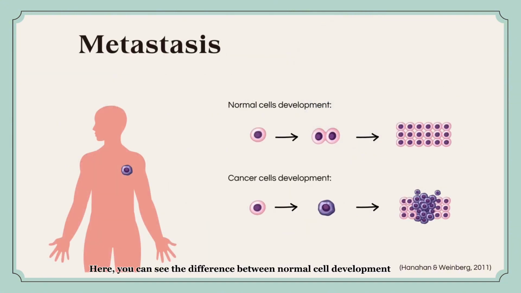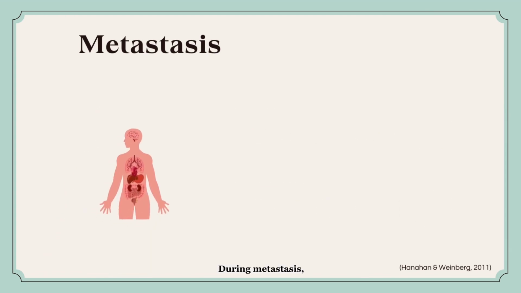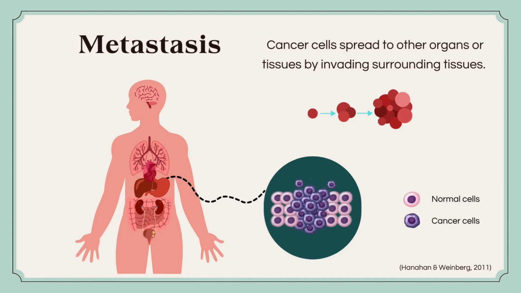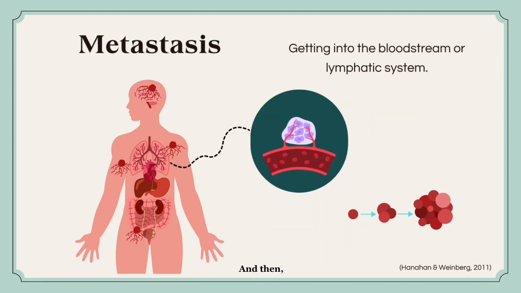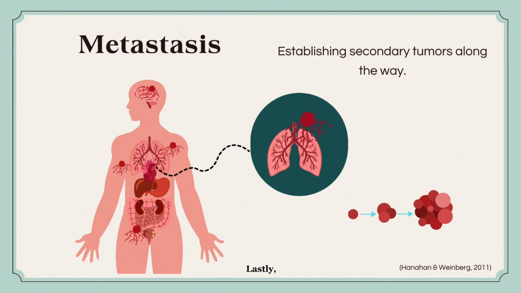Here, you can see the difference between normal cell development and cancer cell development. During metastasis, cancer cells spread to other organs or tissues by invading surrounding tissues. And then, they get into the bloodstream or lymphatic system. Lastly, they establish secondary tumors along the way.